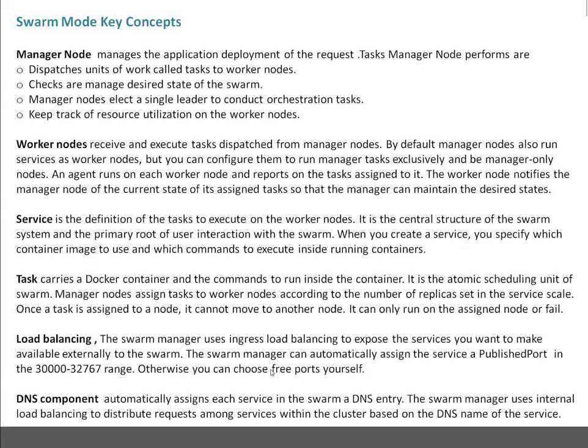Next thing is load balancing. The Swarm manager uses ingress load balancing to expose the services you want to make available externally to Swarm. The Swarm manager can automatically assign the service a published port in the range of 30,000 to 32,767. Otherwise, you can choose your free ports in your network. Next is the DNS component. The DNS component automatically assigns each service in the Swarm a DNS entry. The Swarm manager uses internal load balancing to distribute requests among services within the cluster based on the DNS name of the service. So guys, these were the key concepts of Docker Swarm.